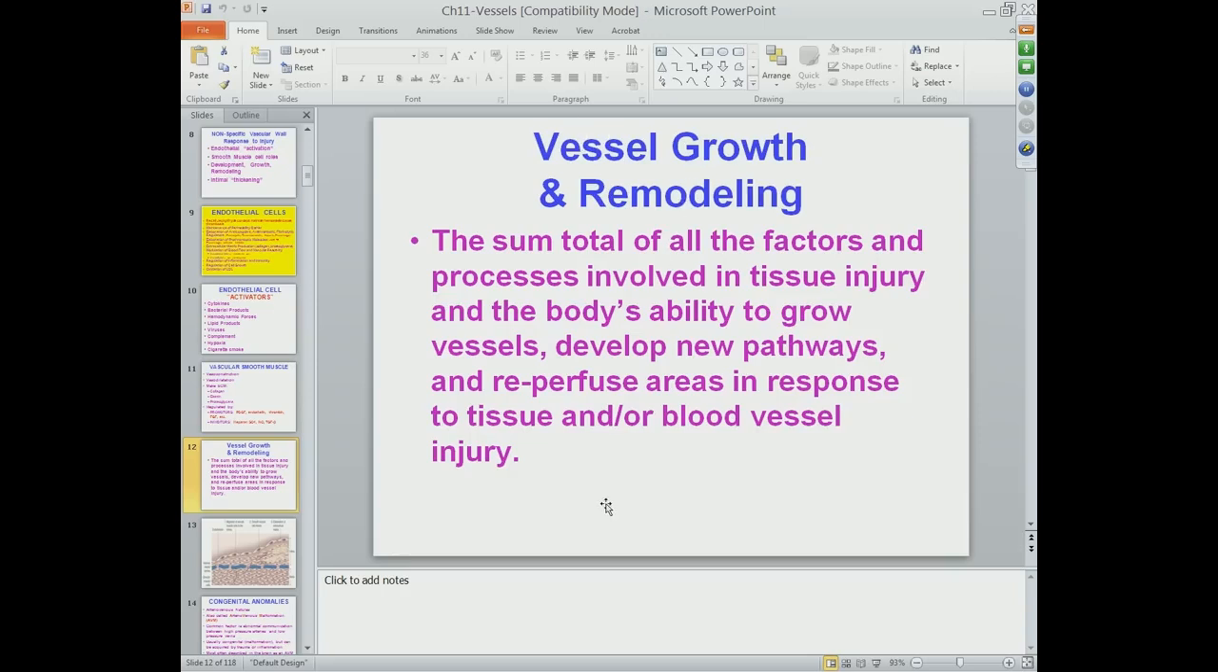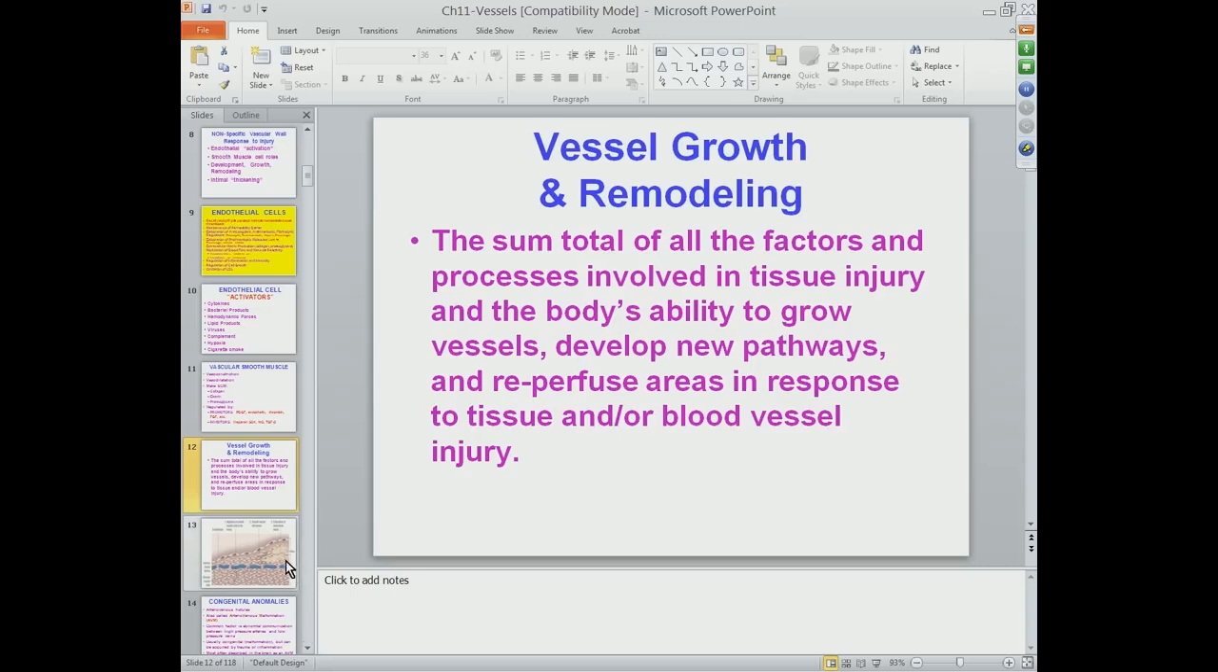So let's define it, and we'll just keep it at that. I probably got this from Robbins, I'm not too sure. But vascular growth and remodeling is defined as the sum total of all the factors and processes, I'm just reading this, involved in tissue injury and the body's ability to grow new blood vessels, develop new pathways, and reperfuse areas in response to tissue and or blood vessel injury. So all of this growth and remodeling not just occurs with blood vessel injury, but tissue injury. Because you can't damage tissue unless you damage blood vessels. And I could say probably the opposite is true as well.